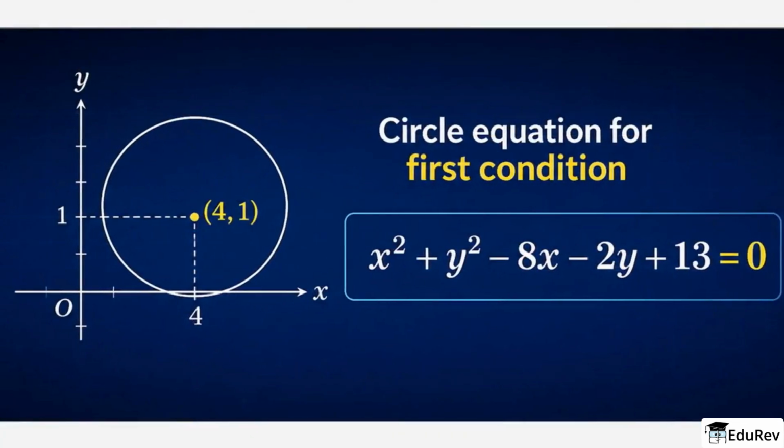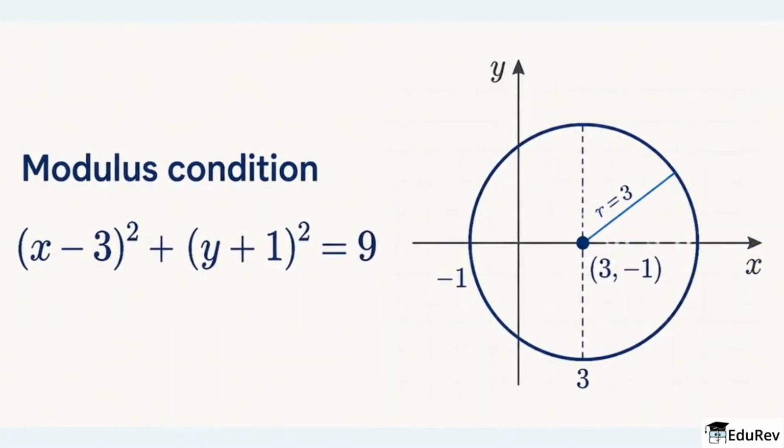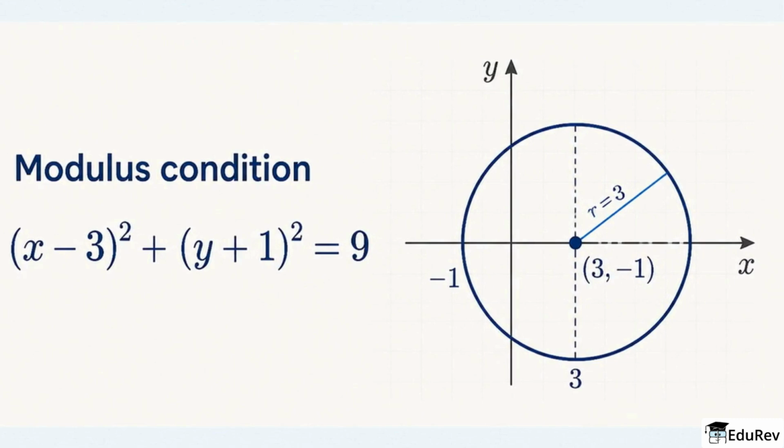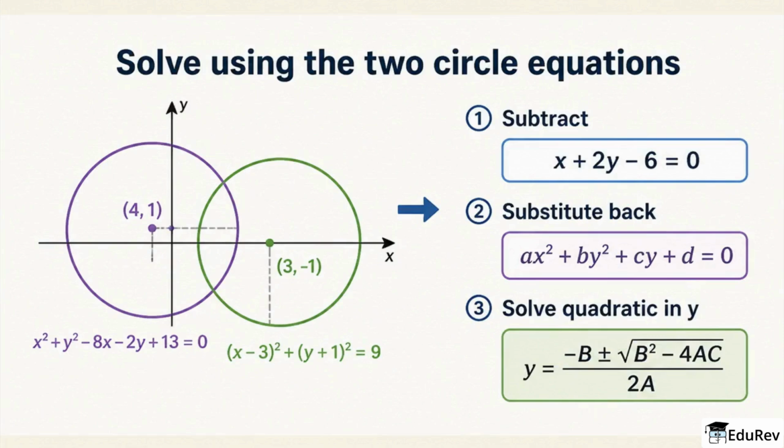Working through the algebra gives the circle equation x squared plus y squared minus 8x minus 2y plus 13 equals 0 for the first condition. The modulus condition becomes the circle quantity x minus 3 squared plus y plus 1 squared equals 9. Subtract the two circle equations to get a linear relation x plus 2y minus 6 equals 0. Substitute back and solve the resulting quadratic for y using the quadratic formula.